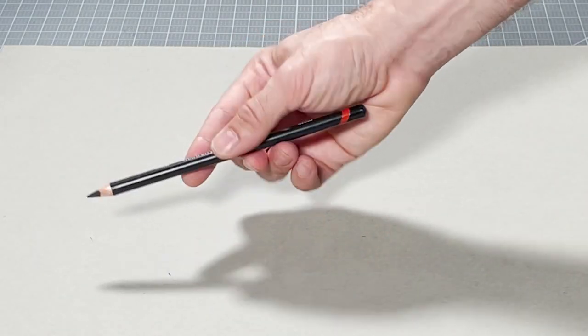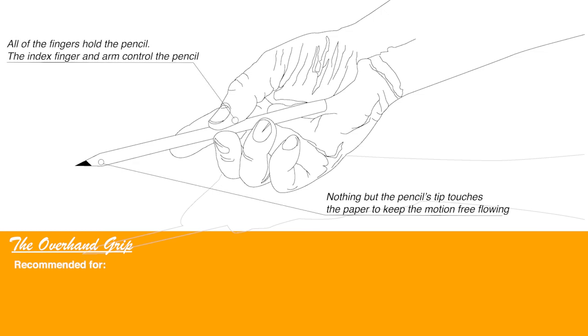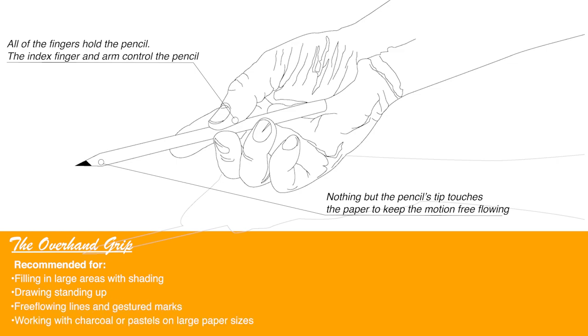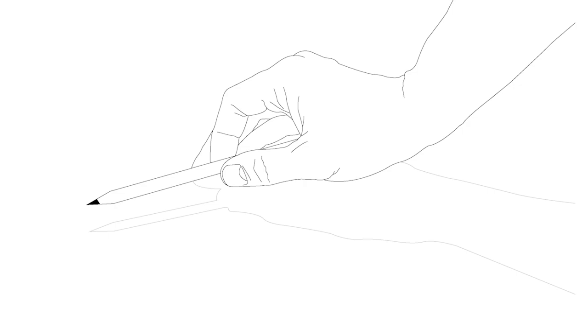The next grip I'm going to talk about is called the overhand grip. The overhand grip is recommended for filling in large areas with shading, drawing standing up, free-flowing lines and gestured marks, and working in large areas. This view is from underneath. I'm going to give you two different perspectives for this grip so that you can see the finger positions from a bottom and top view. And this is what it would look like from the top.